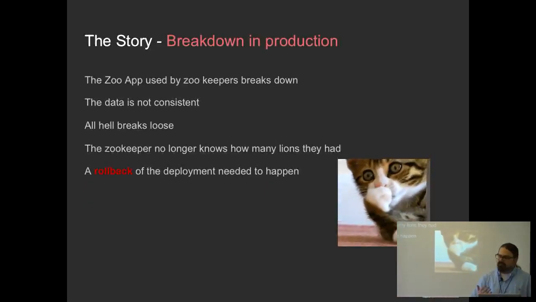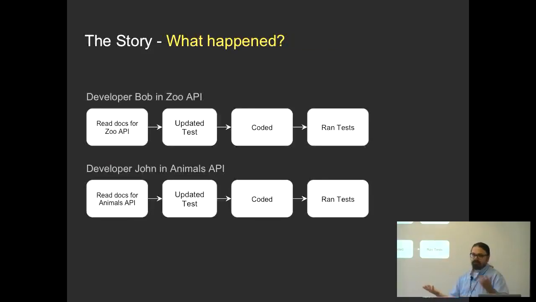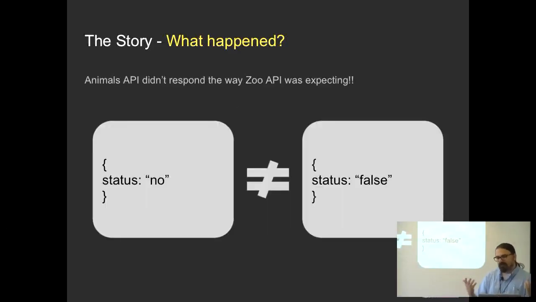Well, the thing is that something broke. He would run the test for his API. And same thing with John. He worked on the Animals API. He only read the documents for the Animals API, and he ran the tests for that and coded for that. The error they found is actually very, very simple. Someone changed the status from no to false because it made more sense programmatically, right? Why would you use a no string instead of a false string?